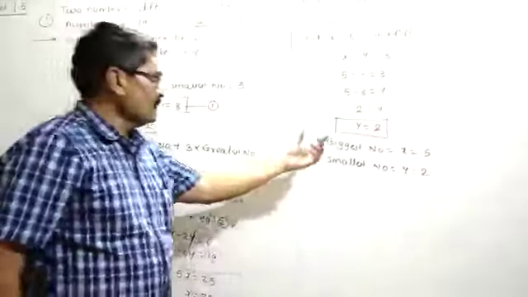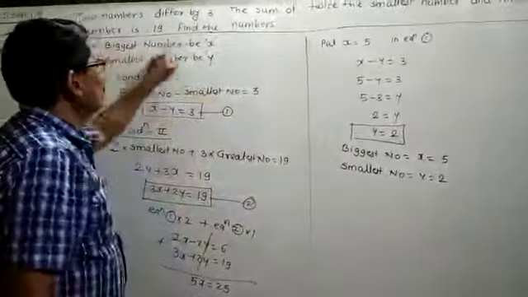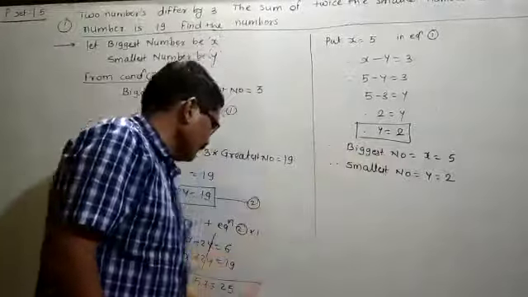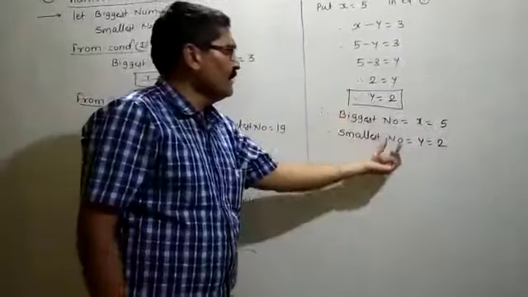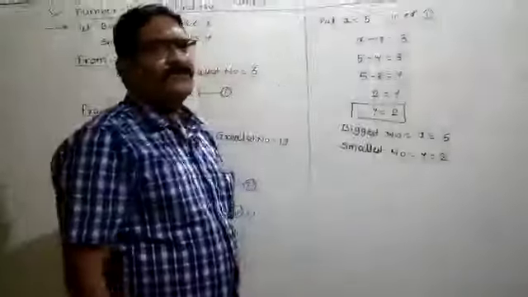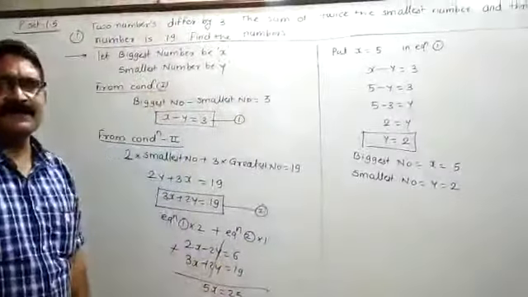So this is the biggest number. I will say that the biggest number is equal to x, x is equal to 5, you have to write. Smallest number is equal to y, you have to write this as 2. And from that we get the biggest number and the smallest number.